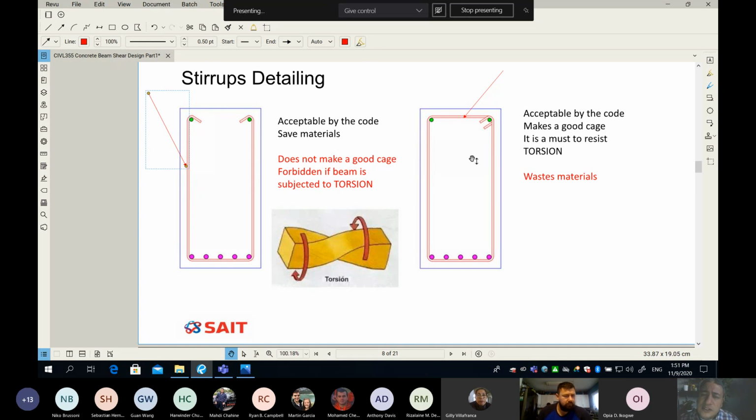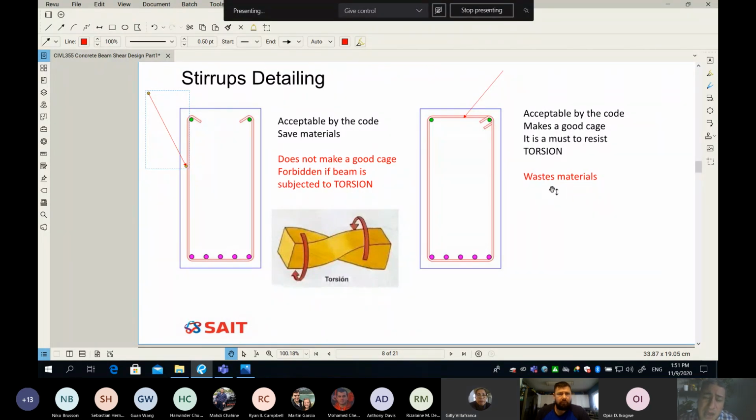This one here on the right provides an excellent cage. If you're making those as prefab, you bring them from somewhere and you drop them where they should be, then this makes a very good cage. And it wastes a little bit of material on the right, we know that.